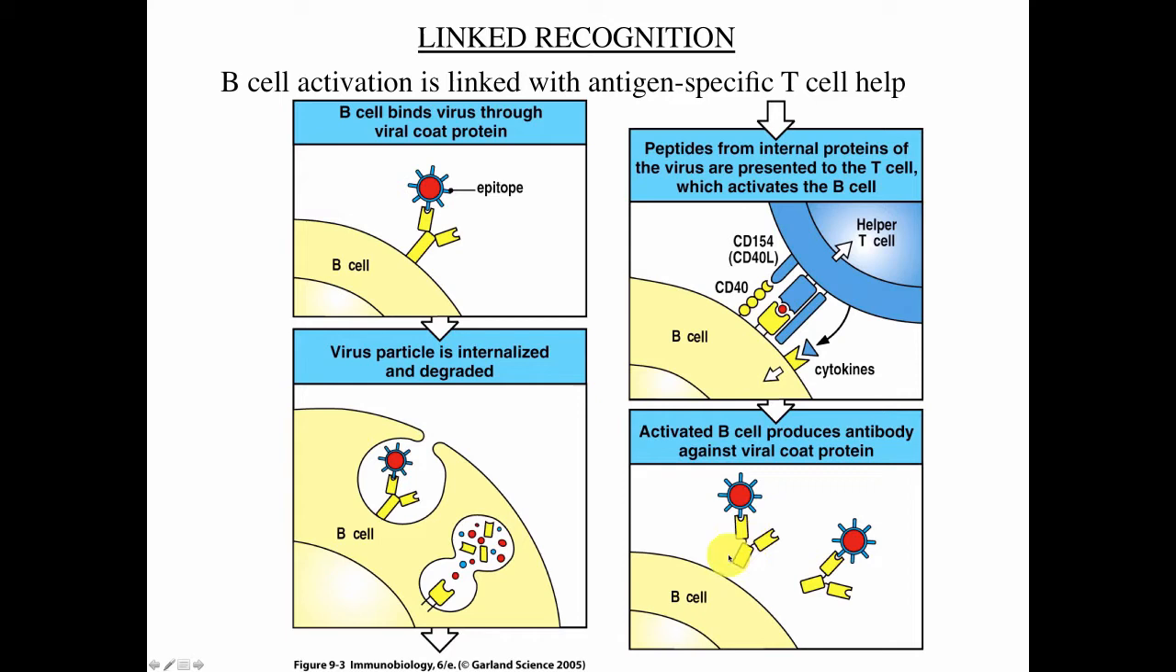And the antibodies the B cell is going to secrete are actually a soluble or secreted form of the original B cell antigen receptor that recognized the viral epitope. So what this means is that B cell activation and antibody production are actually linked to the B cell's ability to recognize that antigen in the first place, and is linked to the T cell being able to provide help to the B cell for epitopes that the B cell internalized.